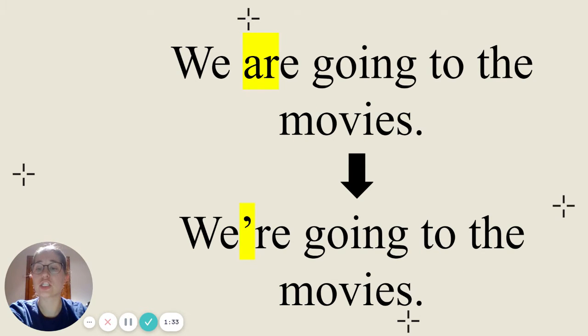We can also make contractions using the word are. We are going to the movies. We are becomes we're going to the movies. So that apostrophe is taking the place of the A and R in the word are. Instead of we are, it becomes we're.